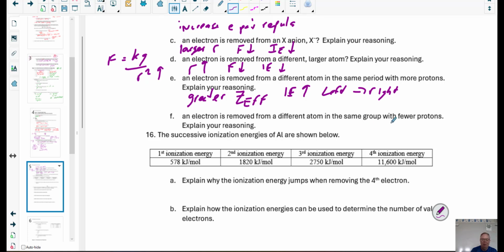Same group with fewer protons, it's absolutely the reverse. We have a decrease in the effective nuclear charge, or decrease in Z effective, which means the ionization energy is going to be less.